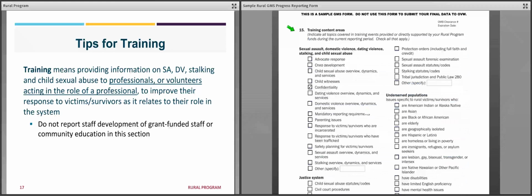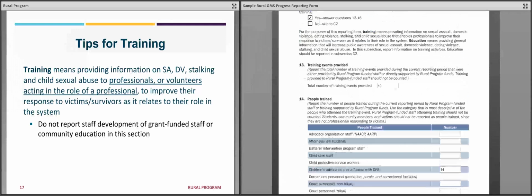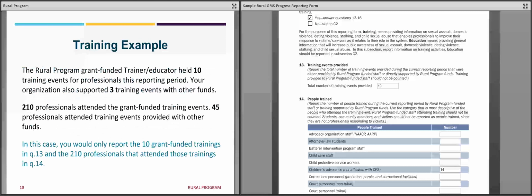The next question is question 15, training content areas, and here's where you check all content areas that were addressed in the trainings that you provided during the current reporting period. I'm going to jump back to the start of this section and walk through a quick example of how to fill out the training section.